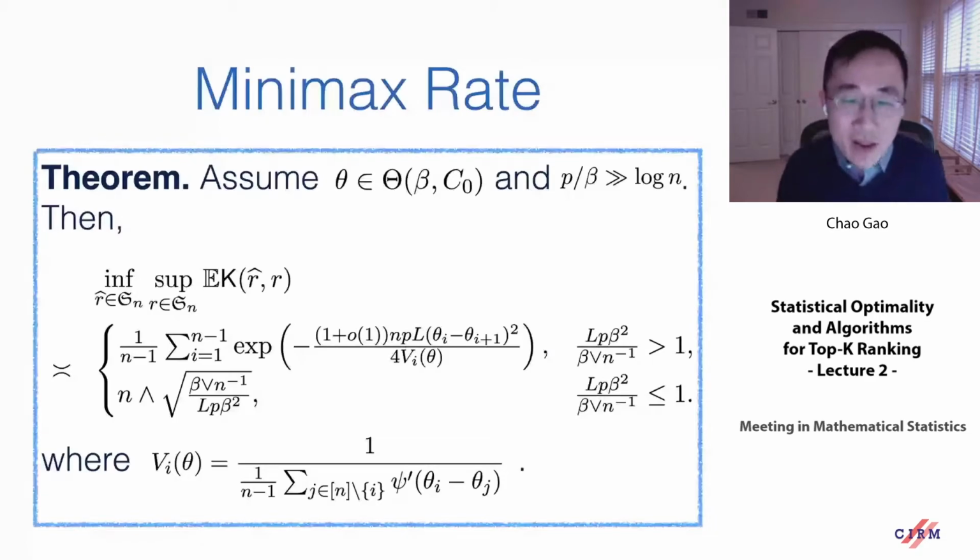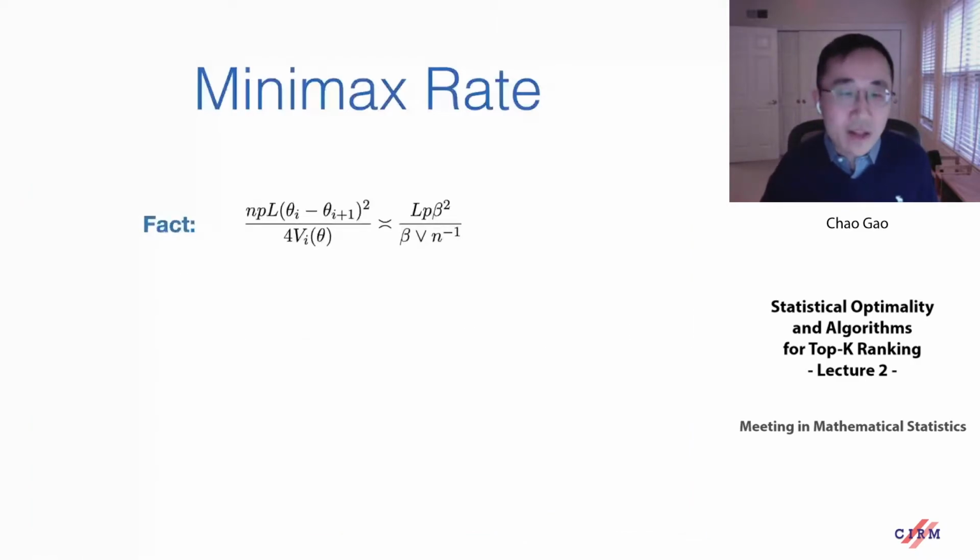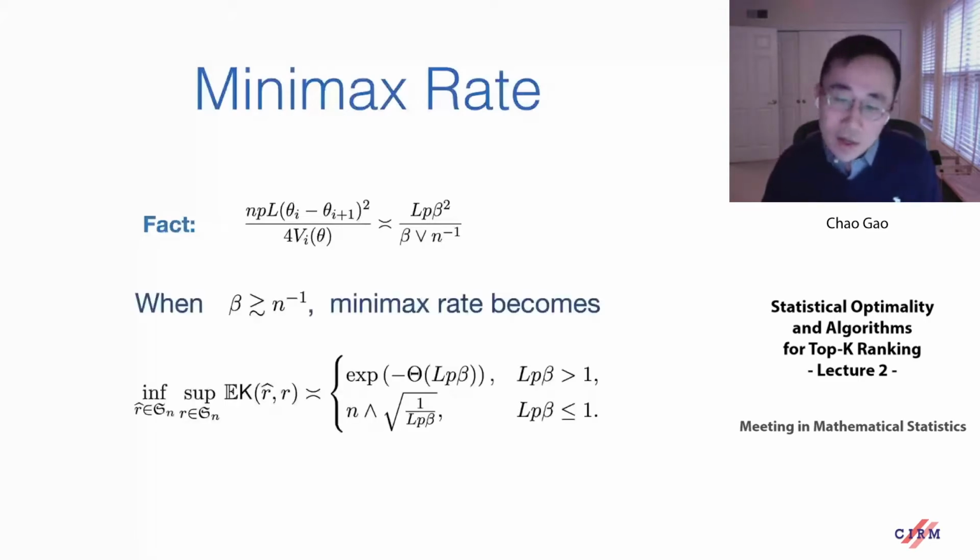So let's make some simplification to understand the meaning of the minimax rate. What is complicated is actually the exponent. So let's try to simplify the exponent and find the order of the exponent, right? So this is the order of the exponent. You can easily show that the order is exactly the same as the order of the signal to noise ratio. And let's further make the assumption that beta is at least of order 1 over n. Then the minimax rate can be simplified into the following formula. And you can see the signal to noise ratio is of order L p times beta, right? When the signal to noise ratio is above one, it is an exponential function of the signal to noise ratio. Otherwise, it's a polynomial function.